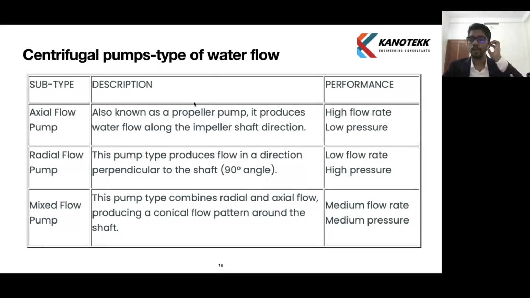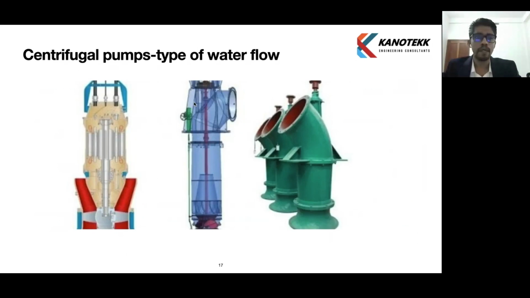Okay, now based on the water flow, we will see what types of pumps there are. Pumps are divided into three types: axial flow pump, radial flow pump, and mixed flow pump. First we will see what the difference is. An axial flow pump is widely used where we need high flow rate and low pressure. Similarly, with a radial flow pump, we can achieve high pressures with low flow rate. We also have a mixed flow pump, where flow rate and pressure will be medium. We will see in detail. So this is a video.